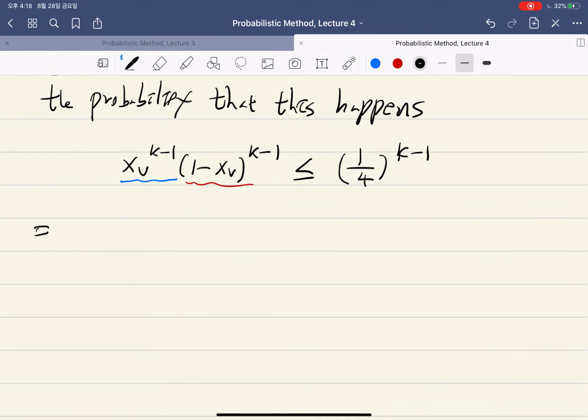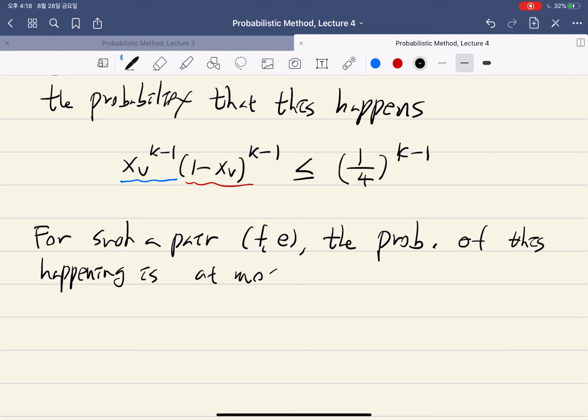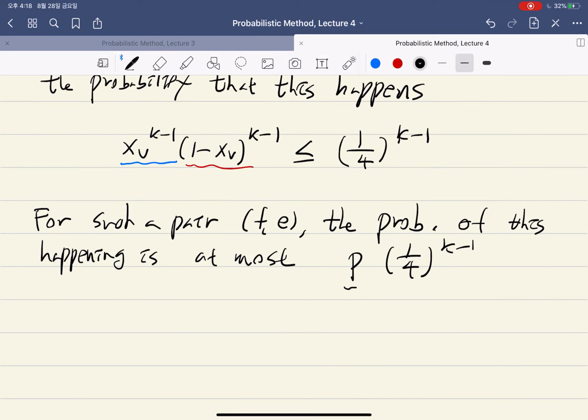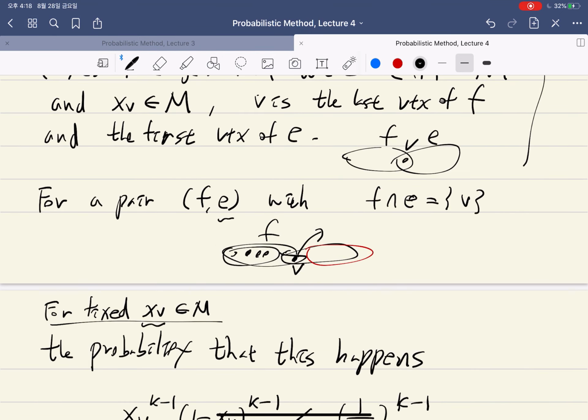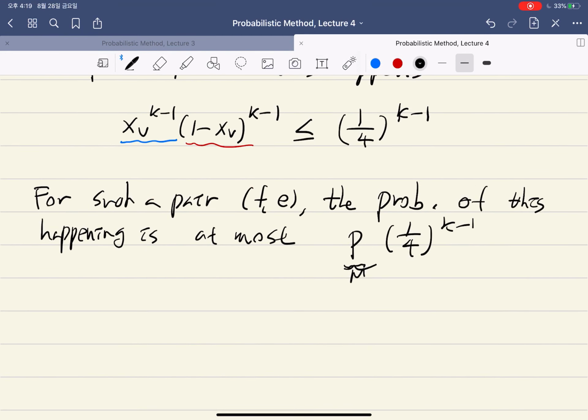So this says that for, say, such a pair Fe, the probability of this happening is at most P times 1/4 to the k minus 1. So you first choose xp, and then that happens to be inside of M, which happens with the probability P. If that happens, then for the remaining vertices, all of these are before x and all of these are after x, which happens with this probability. So this happens at most with that.